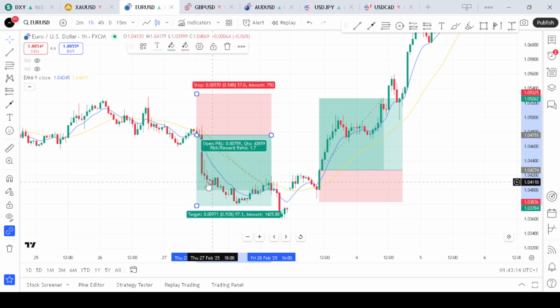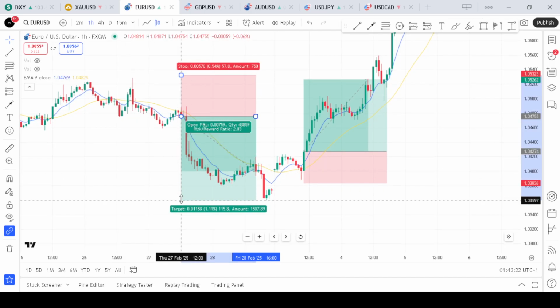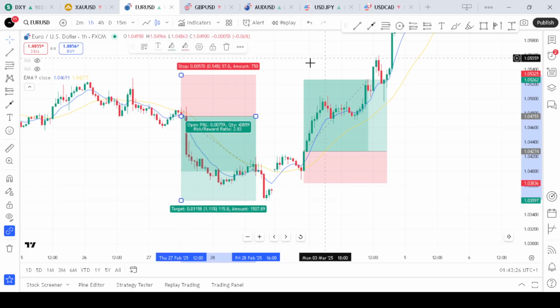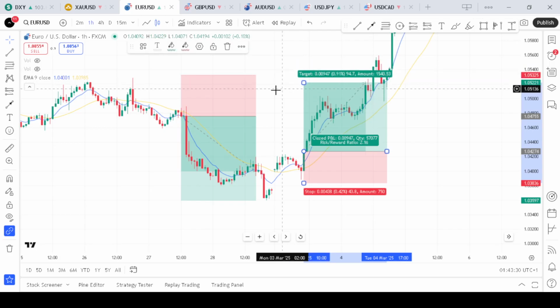Then for your take profits, you can use two methods to take profits. The first method to take profit is using a fixed risk to reward of 1:2, and this will be the first way to take profit. And you can also use a 1:3 or 1:4 as the case may be.